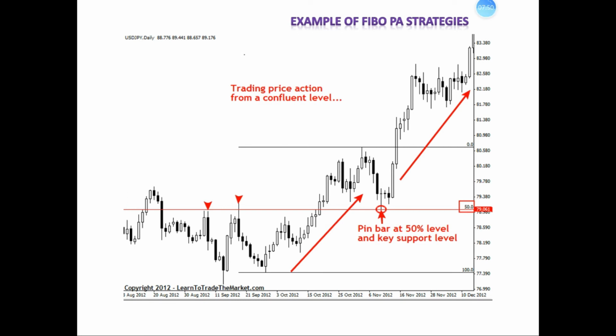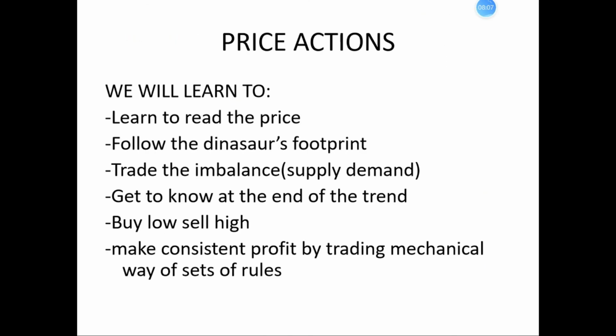Then this is another example, the pin bar at the 50% level, the support level. If you know how to read the candlestick, and know how to use support and resistance and supply and demand, you will know how to trade and where to buy and where to sell with higher probability. So in price action, we will learn to read the price, follow the dinosaur footprints, and trade the imbalance. That is what I mean by supply and demand. Get to know the end of the trend, buy low and sell high, and make consistent profit by trading with a mechanical way of setup rules.